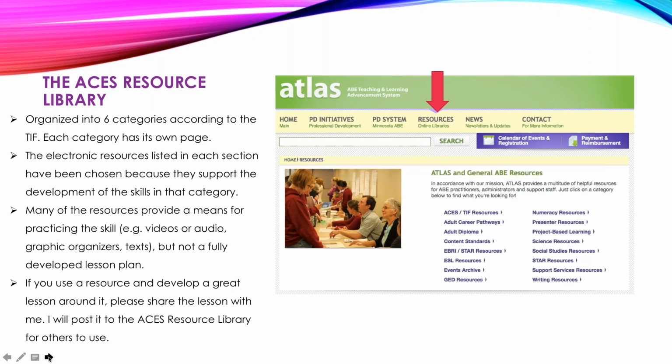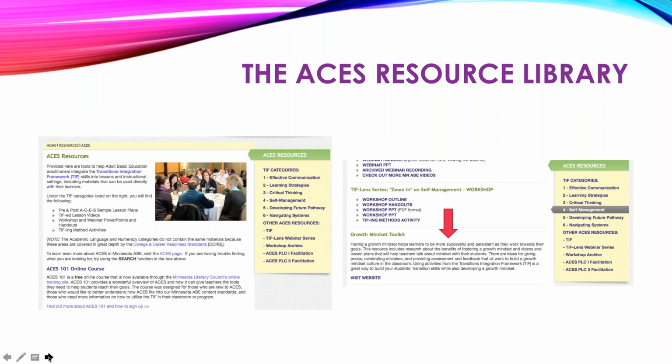The library is organized into 6 categories according to the TIF. And so as you can see here, we've got our 6 TIF categories, and you would click on the one that you are interested in learning more about. So for example, if I clicked on self-management, I might find this information about the Growth Mindset Toolkit, which would be one of the resources that would help our learners to develop self-management skills.